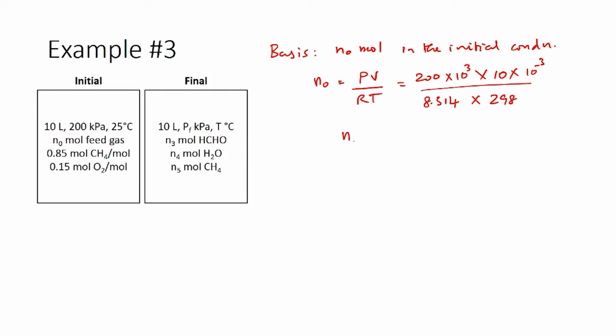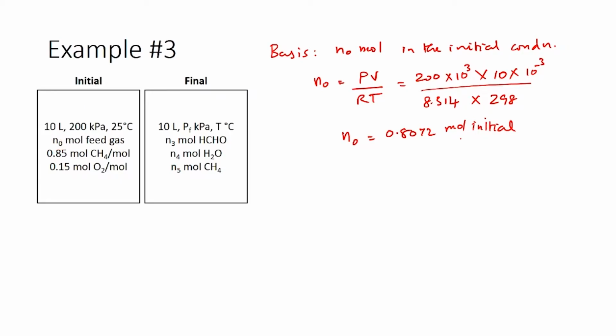So, using this we can calculate N naught as 0.8072 moles in the initial condition. We now need to identify N3, N4 and N5 in the final condition. For that we would have to perform simple material balance calculations.